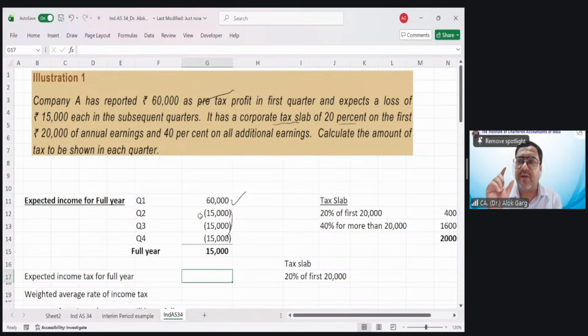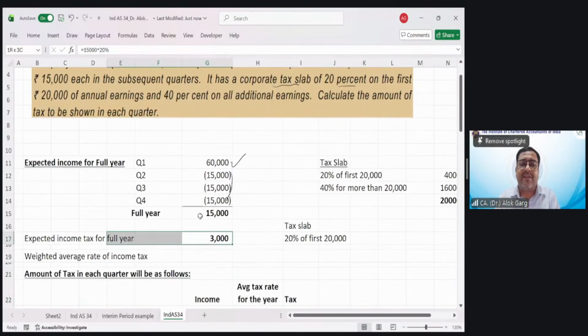If the full year income is 15,000, my tax slab is 20% up to 20,000. So 15,000 multiplied by 20%, it is coming into the tax slab of 20%. So my expected income tax for the full year is 3,000.